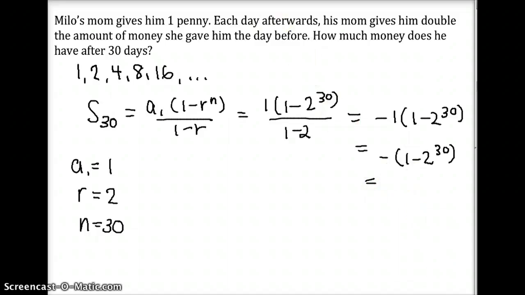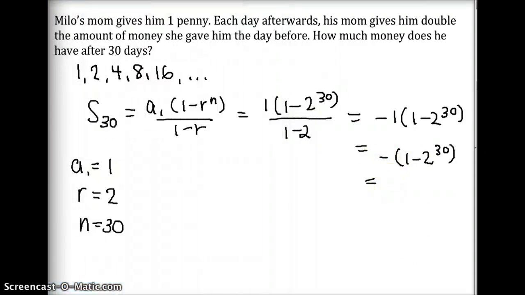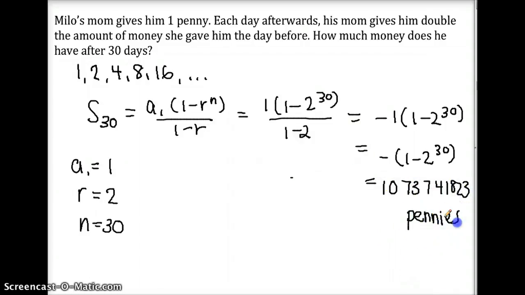So I'm going to use my calculator, and I already solved it here. 2 to the power of 30 is this really big number right here. So I just need to do 1 minus that, and it's going to be negative this number, but I have a negative out here, so it's just going to be the positive of this number. So, hold on, I need to write this down. Okay, the number was 10737418823. So that's the answer, but this is how many pennies he has, because we plugged in 1, 2, 4, and that's how many pennies he gets.